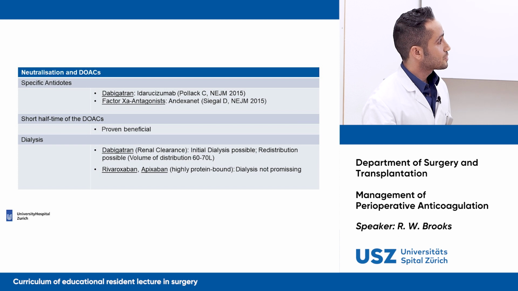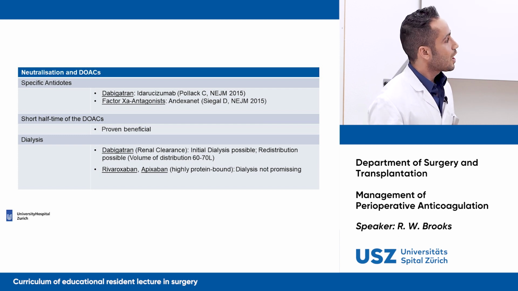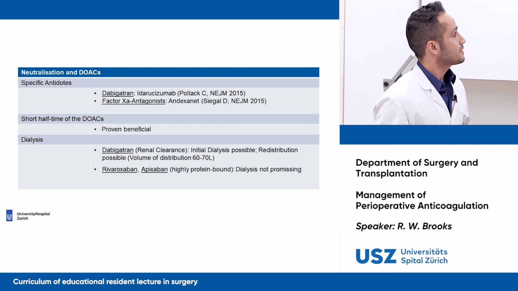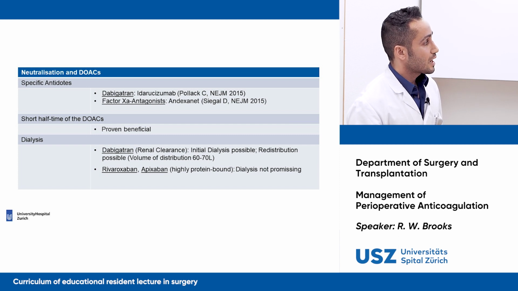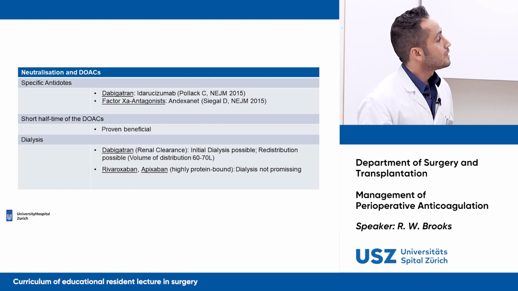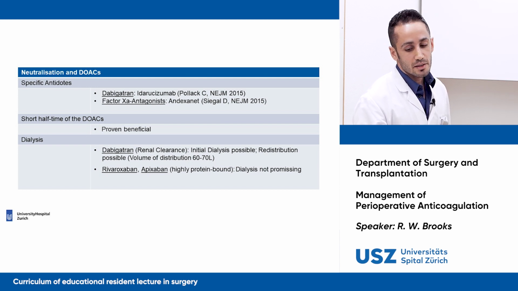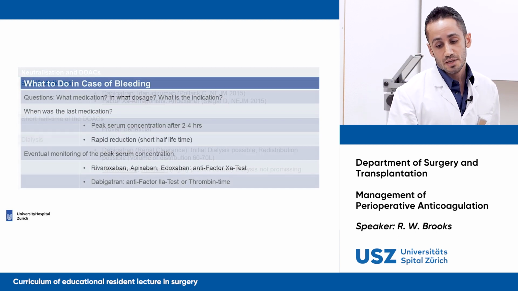So basically, after a short time, the concentration of the substances in the blood is going to be so low that the effects are also going to be lower than with the rest of the medications, which have a much higher half-life. And there is also the possibility of dialysis. For dabigatran, we can do an initial dialysis, and there is also the matter of distribution. We can distribute with a volume of 60 up to 70 liters. Rivaroxaban and apixaban are highly protein-bound, so dialysis is not really promising for those substances.